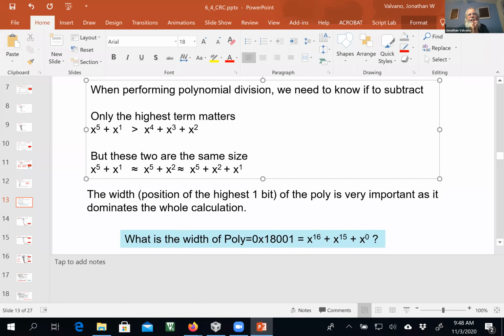Here's another one that's a little bit unintuitive. We're going to classify two polynomials as either one is bigger than the other or one is not bigger than the other. So we're not really going to say, are they equal or are they less?